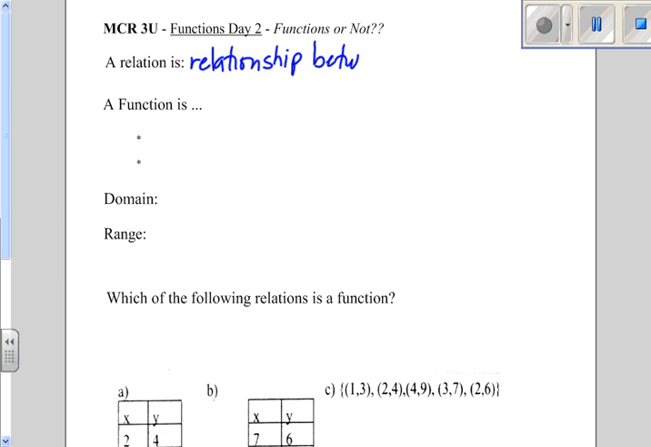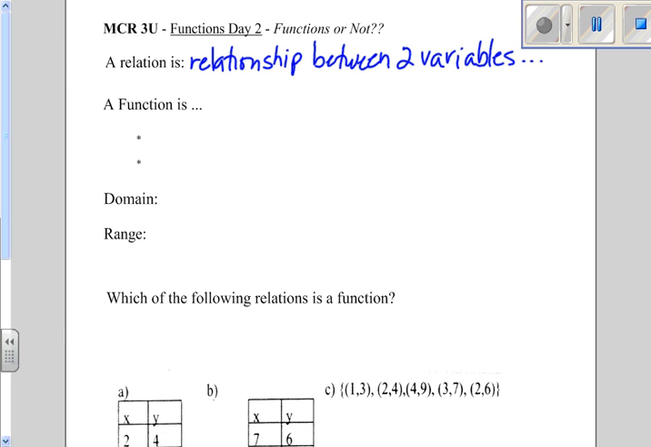Between two variables. For instance, you can have a relation between height and time. It's a relationship between how high the ball is after so many seconds. You can have a relation between cost and how many chocolate bars you purchase.